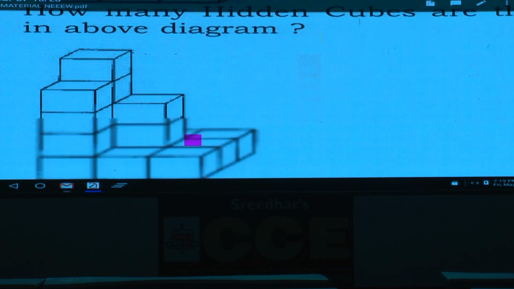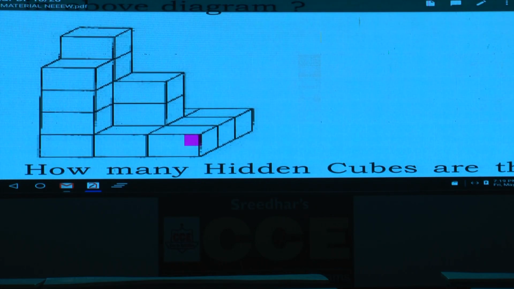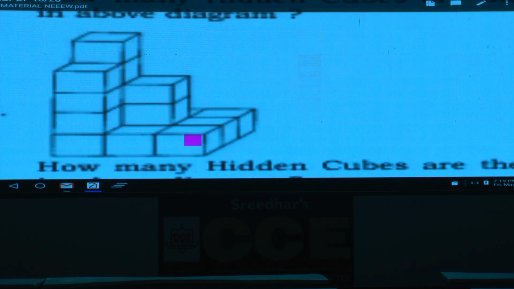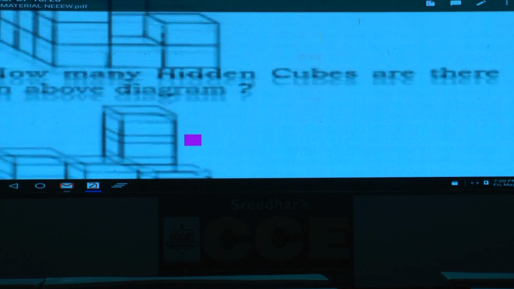Then 25. 5. Done 5. Then question numbers 21 to 25 once again.